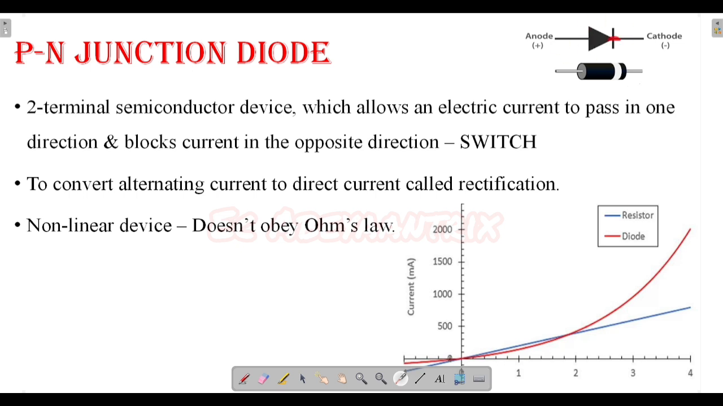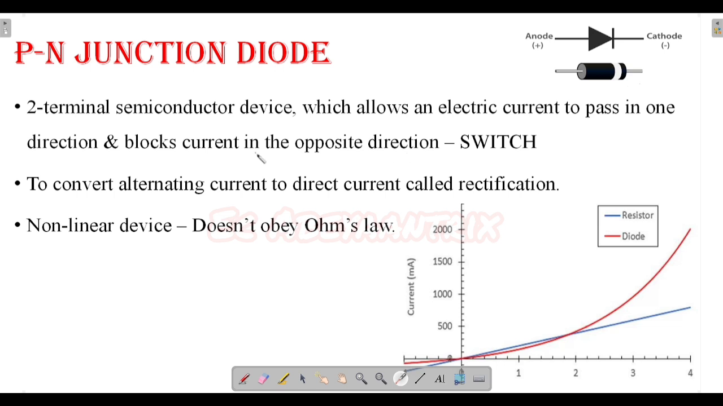Okay, so this is the symbol of a PN junction diode. Of the two terminals, one terminal is the anode and the other terminal is the cathode. Anode is the positive terminal and cathode is the negative terminal. So this is a two-terminal semiconductor device. It allows electric current to pass only in one direction, so it is a unidirectional device, and blocks the current in the opposite direction.